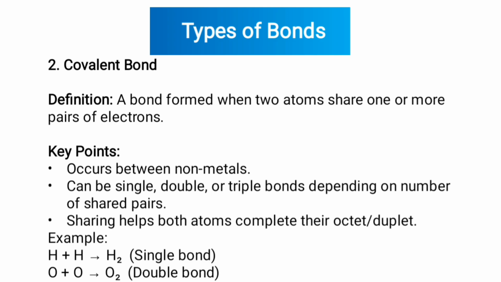And the second one is the covalent bond. A bond formed when two atoms share one or more pairs of electrons. Key points of covalent bonds: it occurs between nonmetals, and can be single, double, or triple bonds depending on the number of shared pairs. Sharing helps both atoms complete their octet or duplet. Example: H plus H gives H2, a single bond. O plus O gives O2, a double bond.